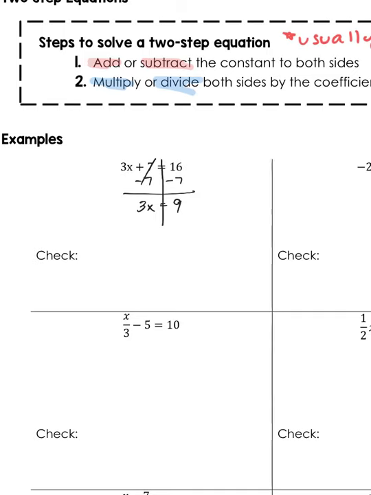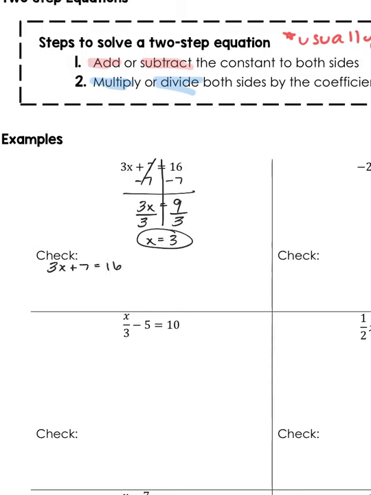Now if I ask myself what's happening to x, x is being multiplied by 3. The opposite of that is dividing by 3. So x equals positive 3. I'm going to check my answer for this one, but I'm not going to check for the rest of them. The process is the same as it is for one-step equations. I go back to the original problem that I started with.